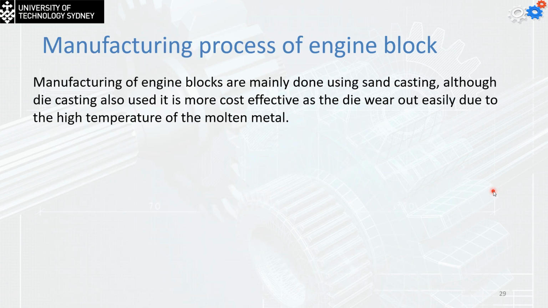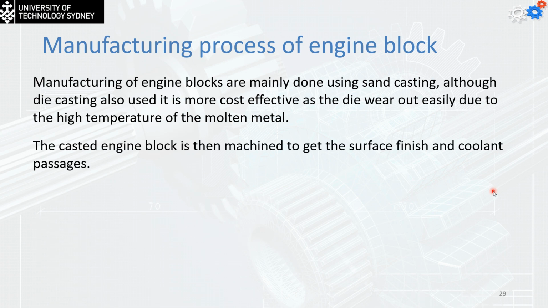So the manufacturing of the engine block is mainly done using the sand casting, although the die casting also can be used, which is going to be more cost effective. However, the high temperature of the molten metal will damage the die casting mold, so we have to use the die casting operation mainly for casting lower melting temperature metals. You have to put that in your consideration.